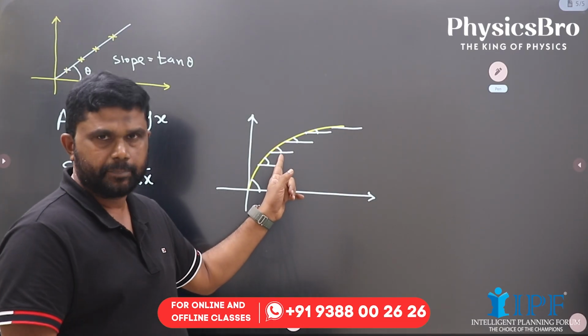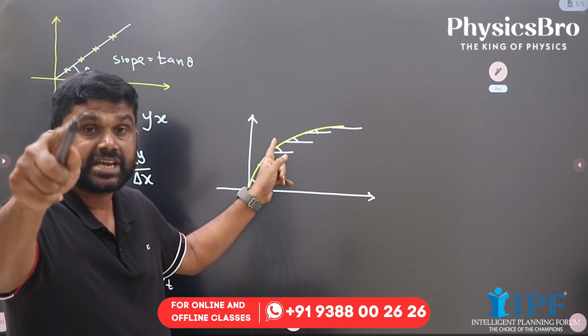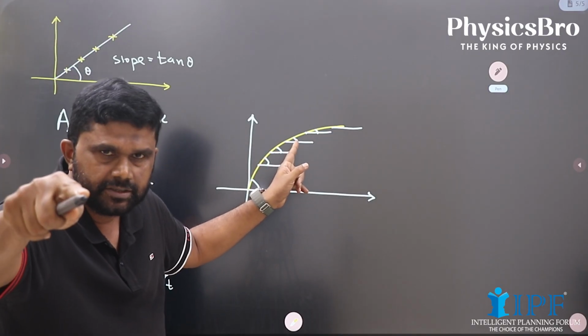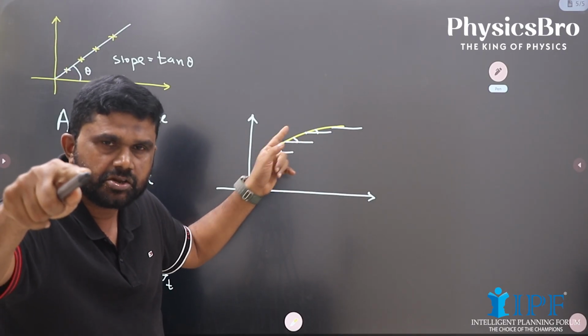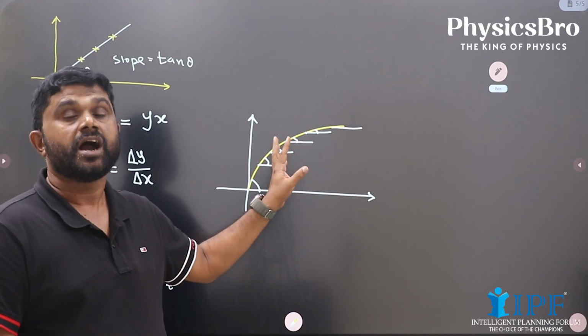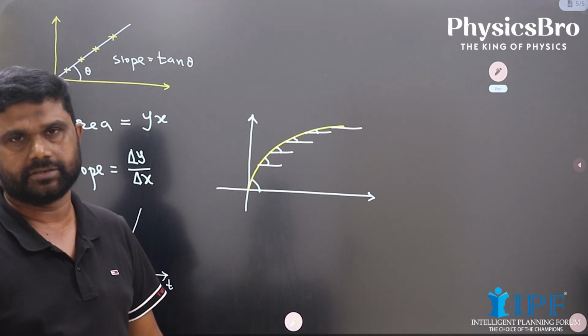Now, if this represents the position time graph of a body, slope will give you the velocity. Here we have a decreasing slope. So velocity will decrease, or this body is undergoing deceleration.